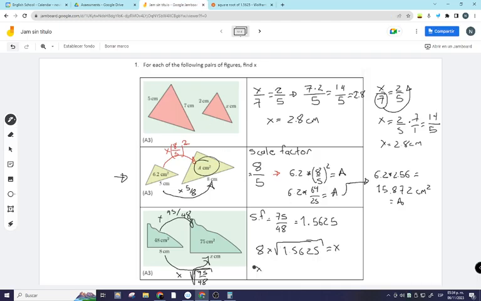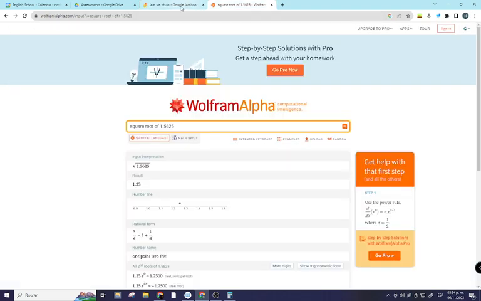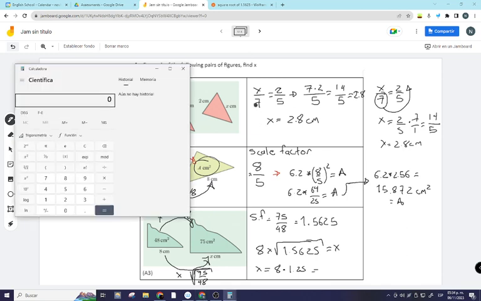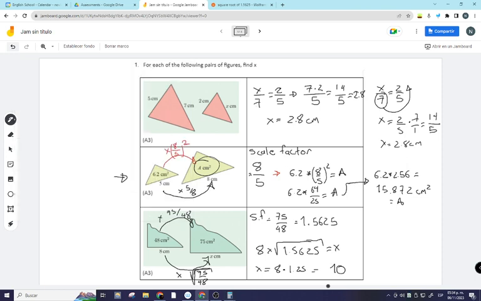So, 8 times 1.25. Yeah, exactly. And that should be 10. Okay, x is 10 centimeters. That's it, exactly 10 centimeters. Okay, let's continue.